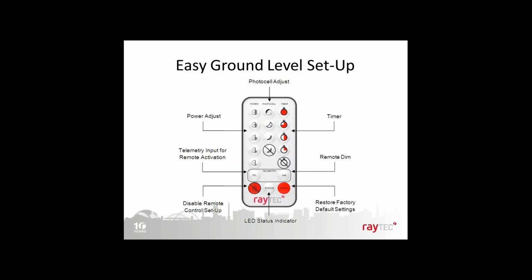We have a remote control for the standard Vario range, and this is just a nice little feature that allows you to set things up from ground level, so you don't have to pay an installer to go out and go up a pole and open the power supply and adjust the power levels or adjust the photocell sensitivity. You can all do it from ground level, so it's nice and easy and simple and very quick.